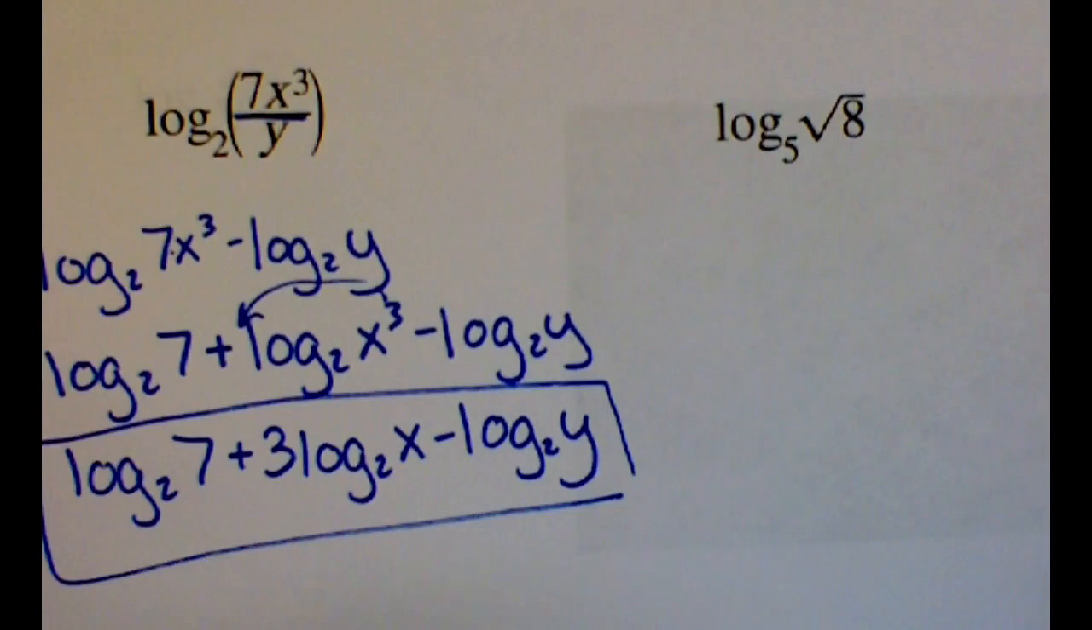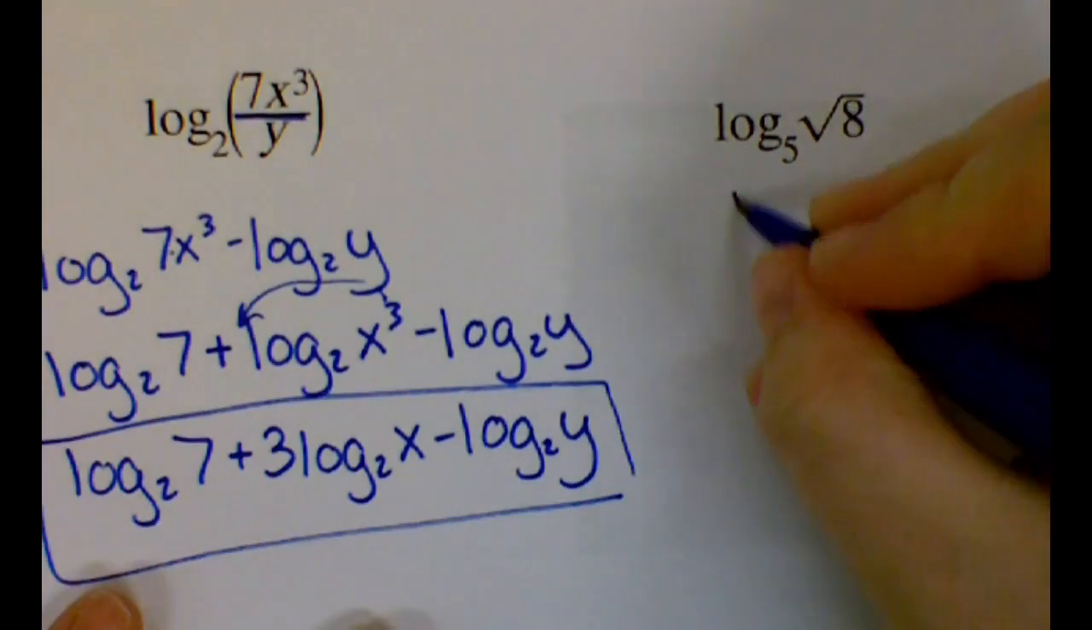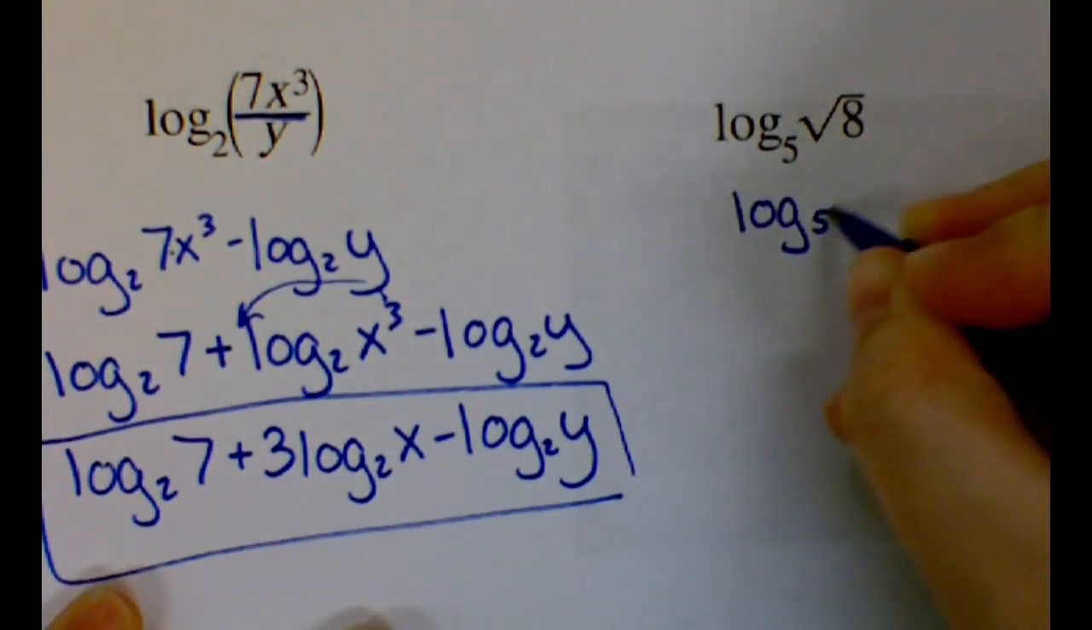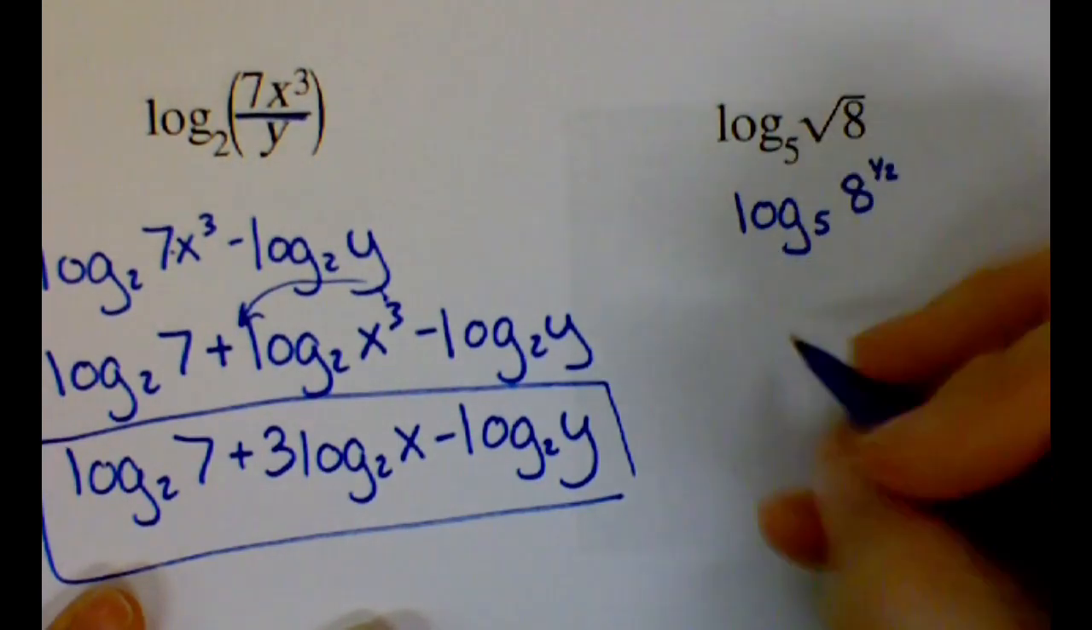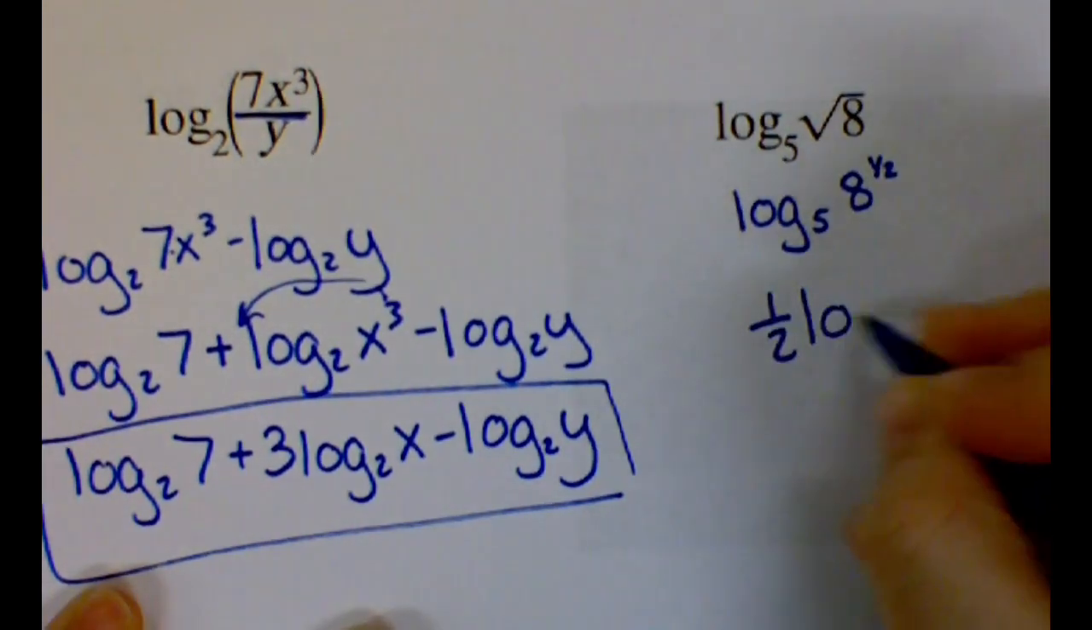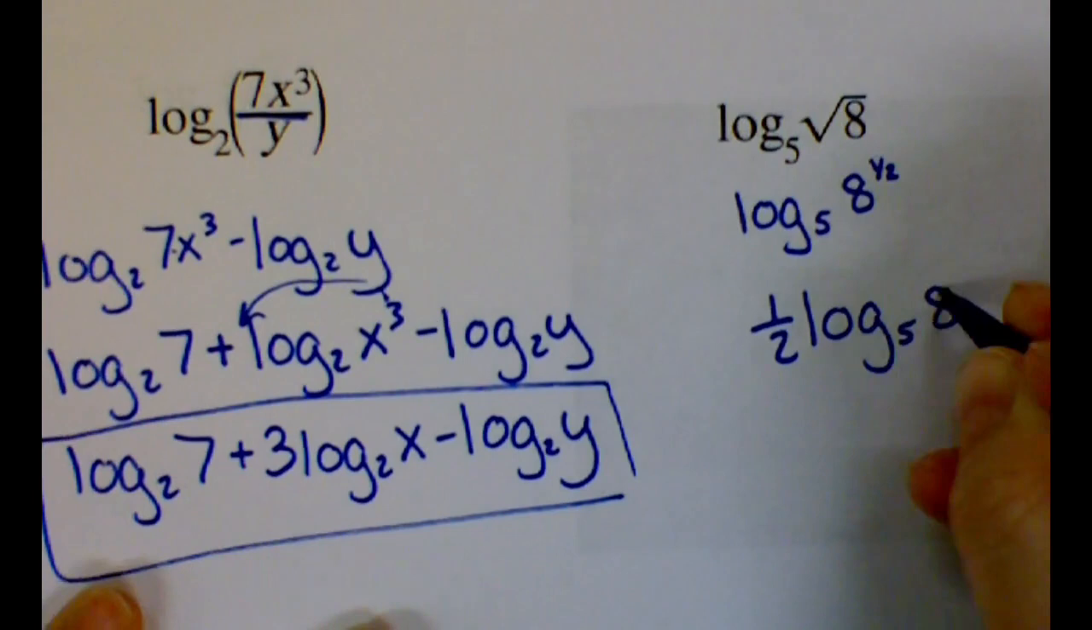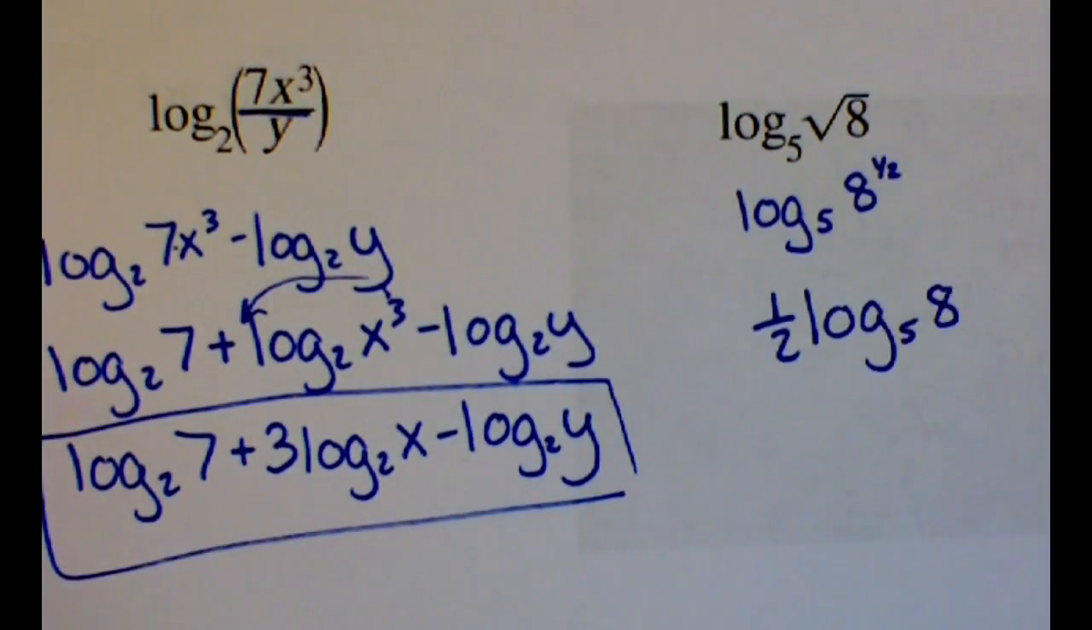Log base 5 of the square root of 8. Well, the square root of 8 isn't a number we know, but we do know that a square root can be rewritten as a power of 1/2. So I can bring that power down out front. 1/2 log base 5 of 8. And that's all we can do with it for now.